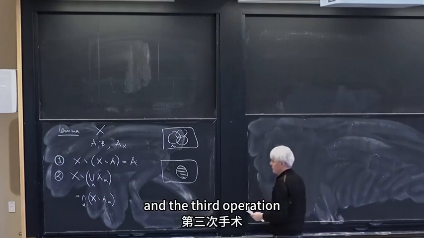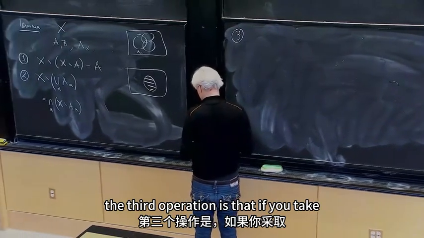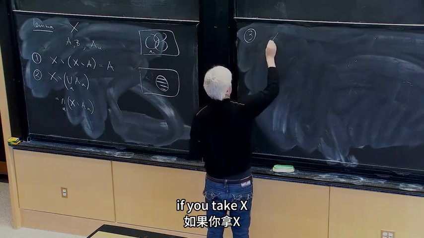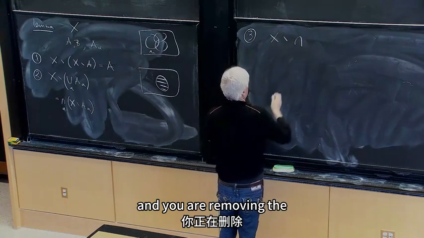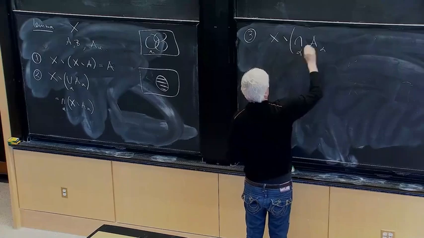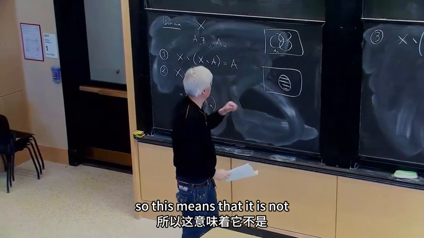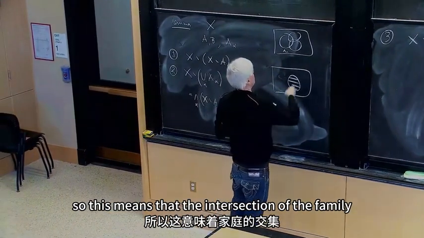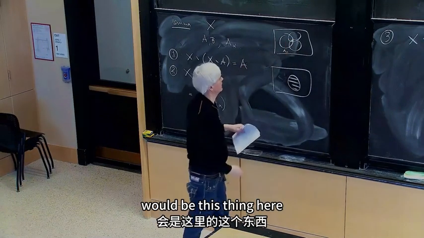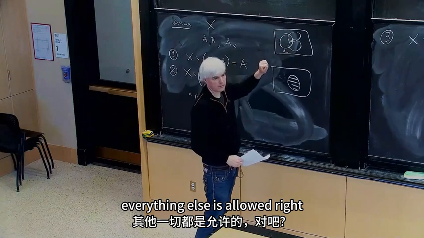And the third operation is that if you take X and you are removing the intersection of this family. So this means that the intersection of the family, in this picture here, would be this thing here. And so it's not right there. Everything else is allowed, right?